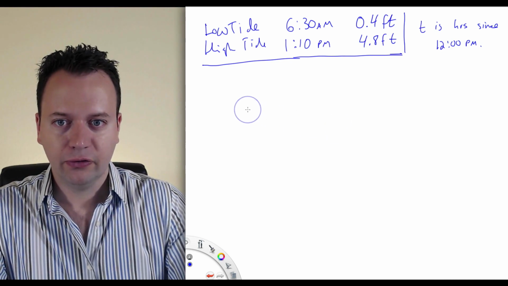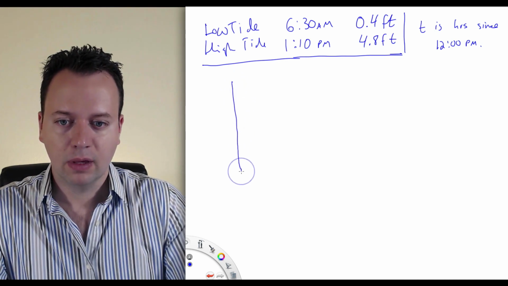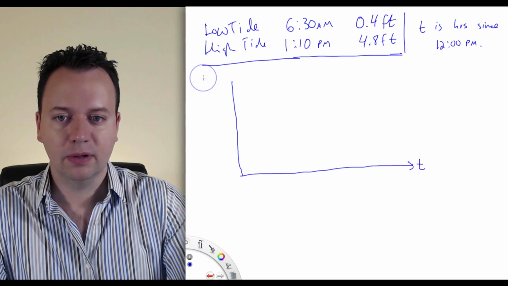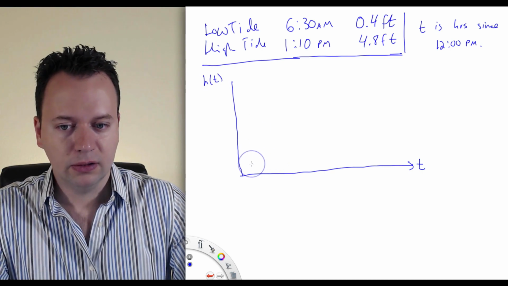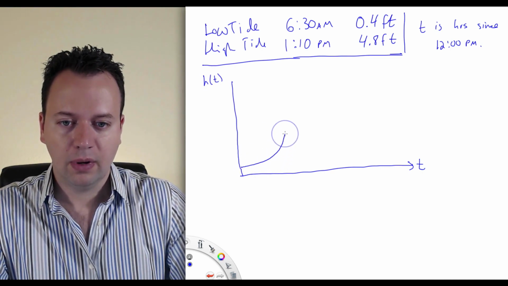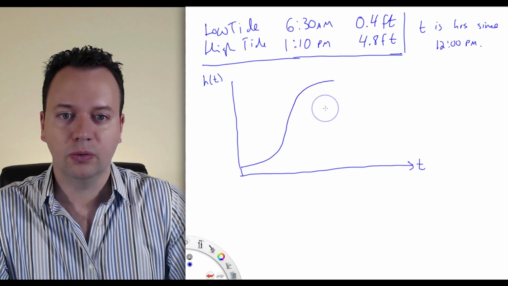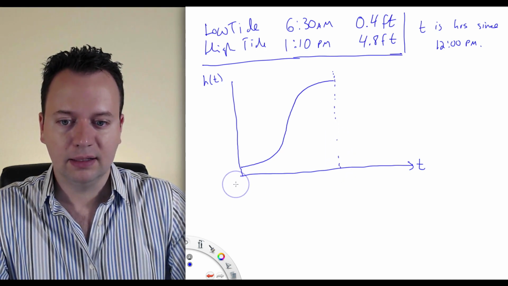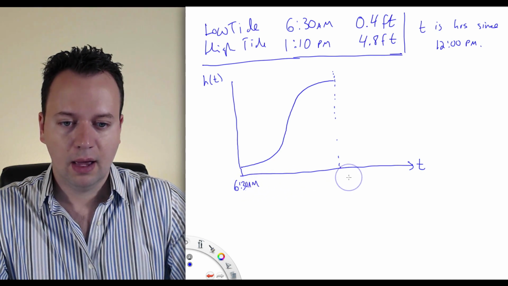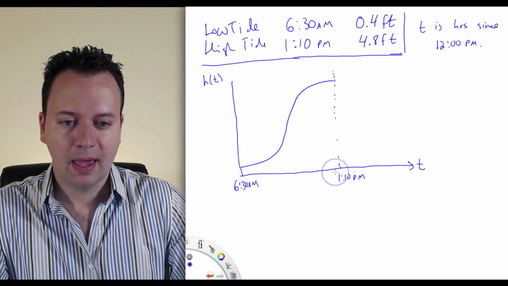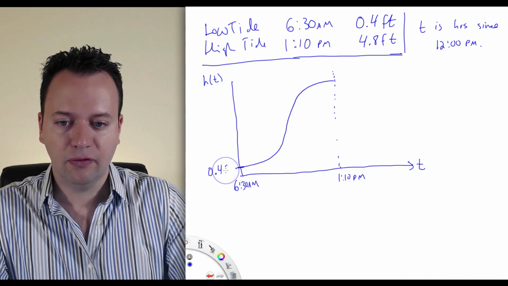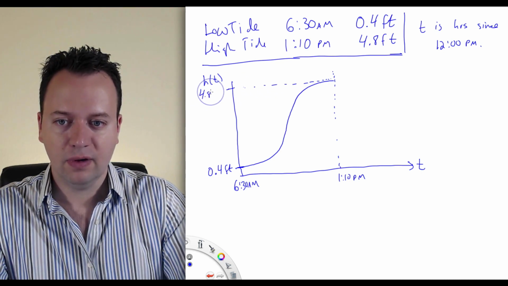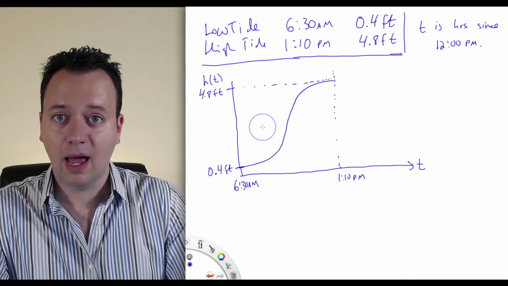So to do this, let's first draw a picture of what's going on. The y-axis will represent the height, and the horizontal axis will represent time. So this is h of t and time. In general, we have something that looks like this. If we just use a regular sinusoid, we have something that goes from low tide to high tide. Low tide is at 6:30 a.m. and then high tide is at 1:10 p.m. The low tide had a height of 0.4 feet. That was the water level. And at high tide, the height of the water level was 4.8 feet. So I've already taken this information and have a visual.